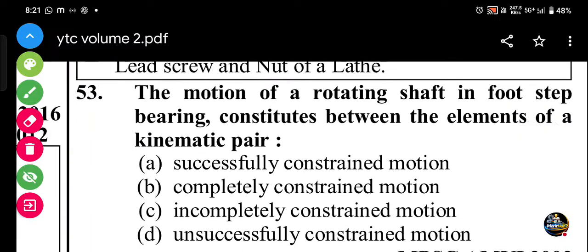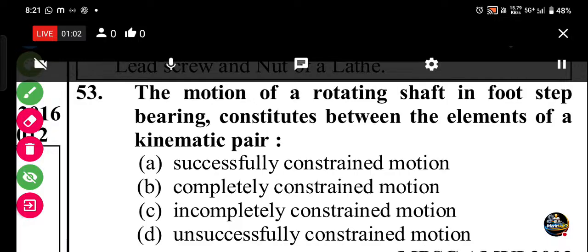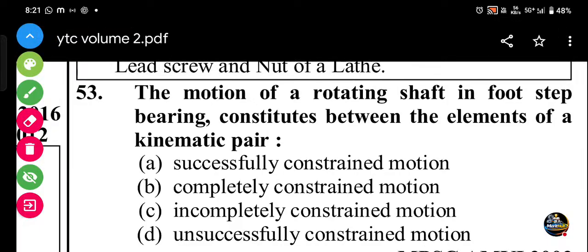Next question, friends. The motion of a rotating shaft in a footstep bearing consists between the elements of the kinematic pair: successfully constrained motion, completely constrained motion, incompletely constrained motion, unsuccessfully constrained motion. If anybody is in the live, please comment the answer if you know. Nobody in the live, so I tell the answer. It is the successfully constrained motion.